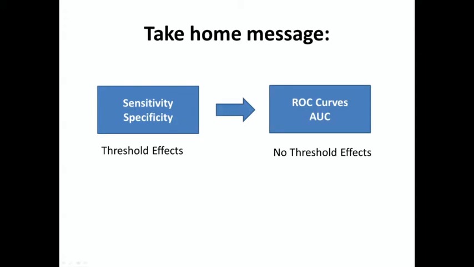So the take-home message here is that with sensitivity and specificity, we have threshold effects. And we have to be able to compare tests. We have to ensure that people have used the same threshold. With ROC curves and looking at the area under the curve, these go away. We've eliminated that. And so it makes it a very good way to compare tests and get rid of this threshold problem.